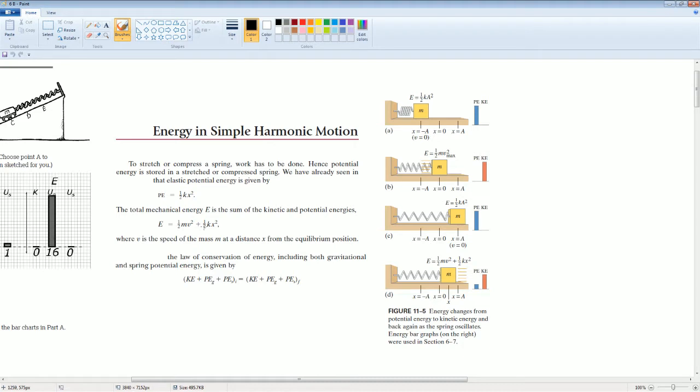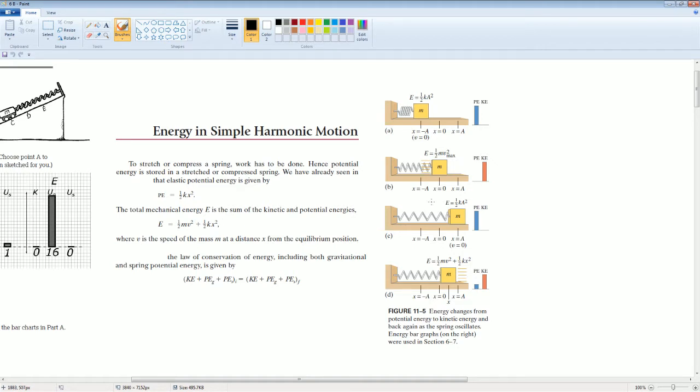The law of conservation of energy includes both the gravitational and spring potential energies. Here you go: kinetic energy, gravitational potential energy, potential energy in the spring. All of this initial is going to equal the final. Remember, the work would be final minus initial. Okay? Here's how it looks in this scenario.